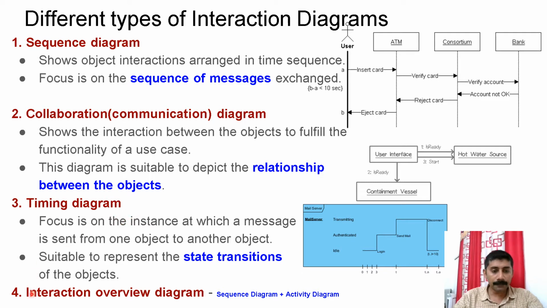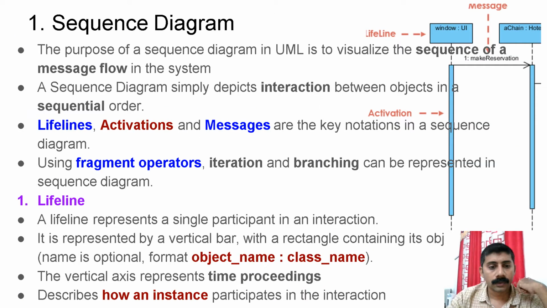The next type of interaction diagram is the interaction overview diagram. From the name itself, it is clear that it gives you high level or overview information about the interaction. This is a kind of combination of the concepts of the sequence diagram and the activity diagram. Let us see the details of the sequence diagram.